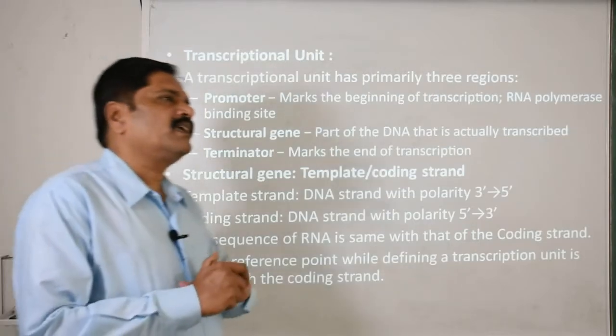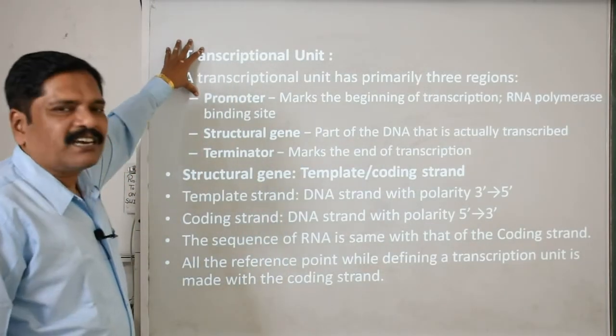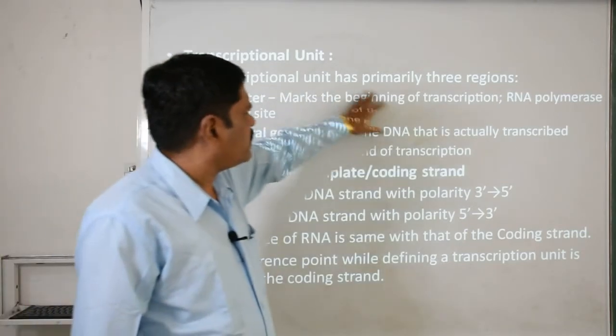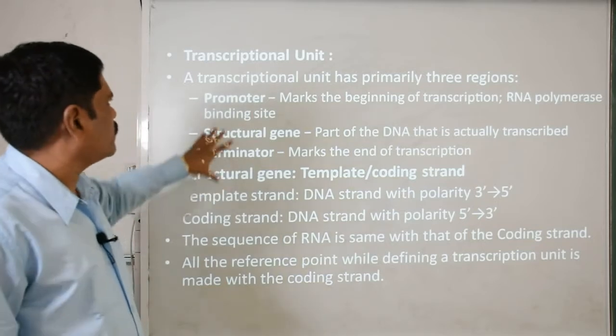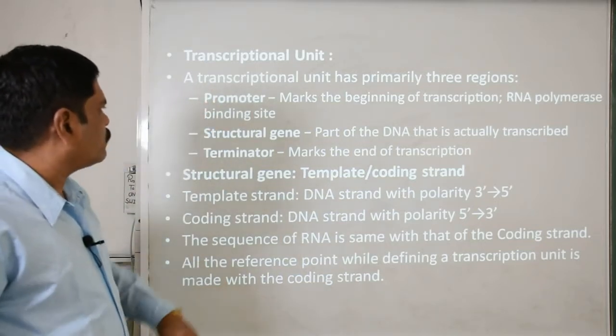That means there is a great failure of the process of this one thing. Now what is a transcriptional unit? Okay, so now a transcriptional unit has primarily three regions. One is the promoter, second is the structural gene, and third is the coding strand.